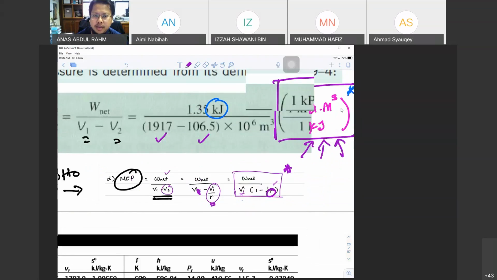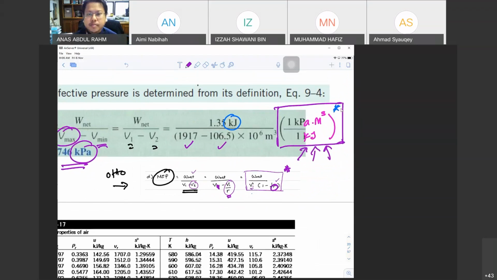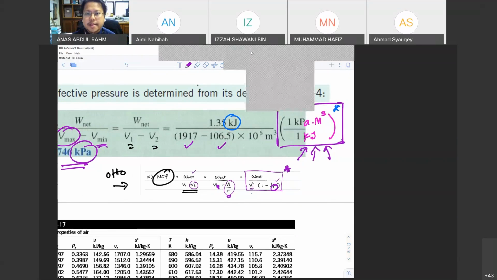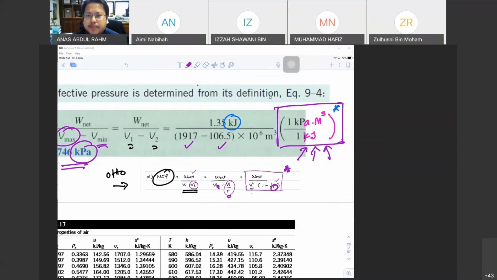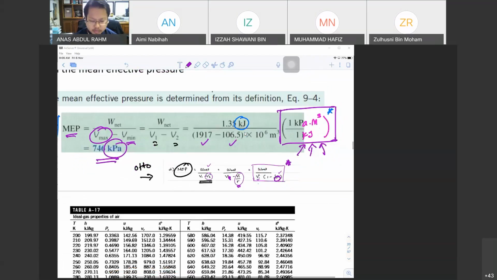Okay, so let's stop for 2-3 minutes. Any questions? Kindly ask. Anyone? Okay, that means everyone understands, Alhamdulillah. So if there are no questions, we continue with the Brayton cycle.